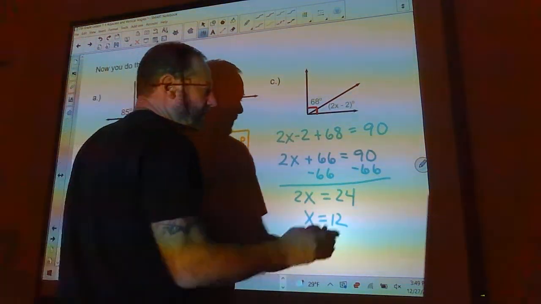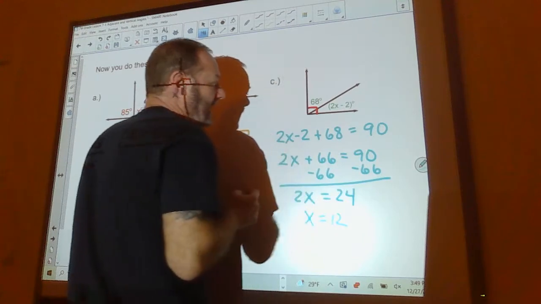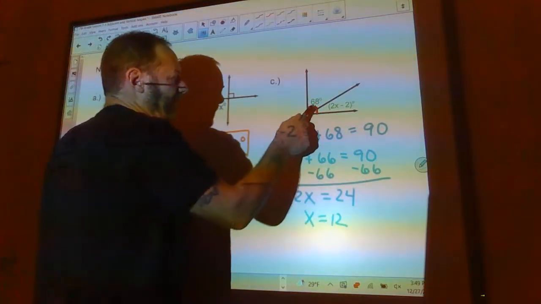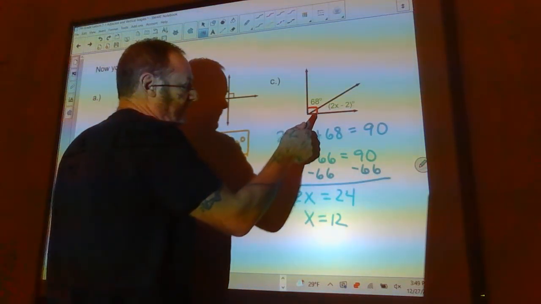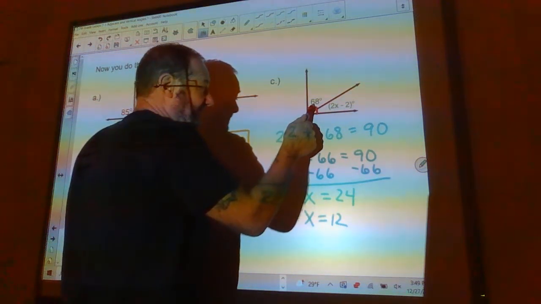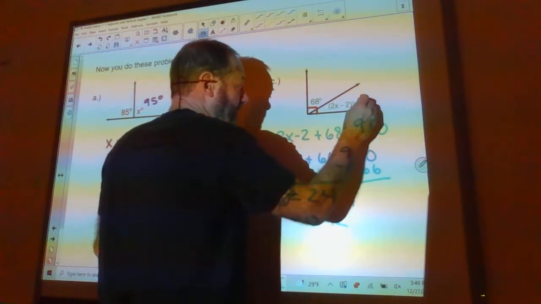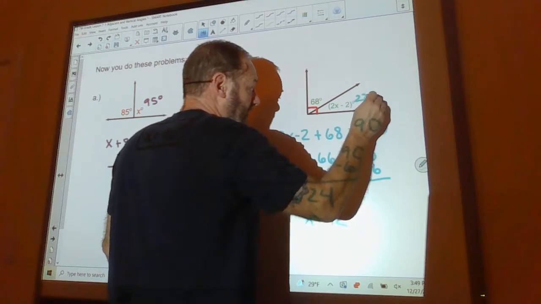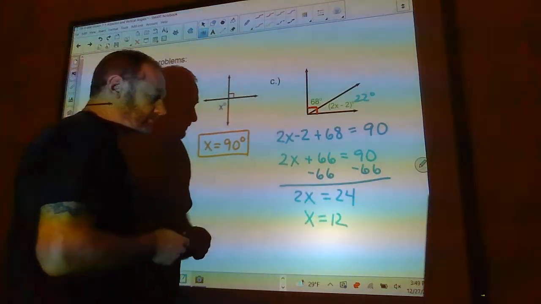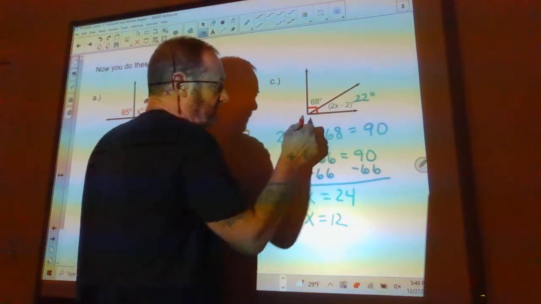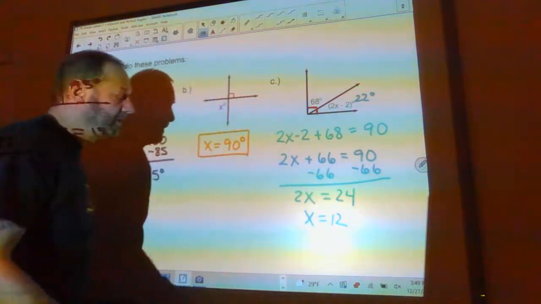Okay, so I know this is 12, and that tells me what the angle is. I already kind of know what the angle is because I know that these are 90 and that's 68, so this has to be 22 degrees. If I put 12 in here, 2 times 12 is 24, minus 2 is 22. It all works out.